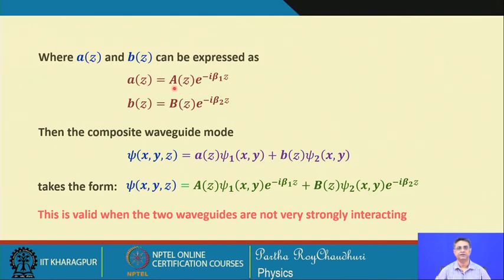So, you can write A of z, capital A of z, e to the power of i beta z, and similarly for b. Then the composite waveguide mode can be expressed in this form: psi of x y z equals a psi 1 plus b psi 2, the modes of the individual waveguides. This is valid when the two waveguides are not very strongly interacting. So, they are weakly interacting, but there is an interaction.